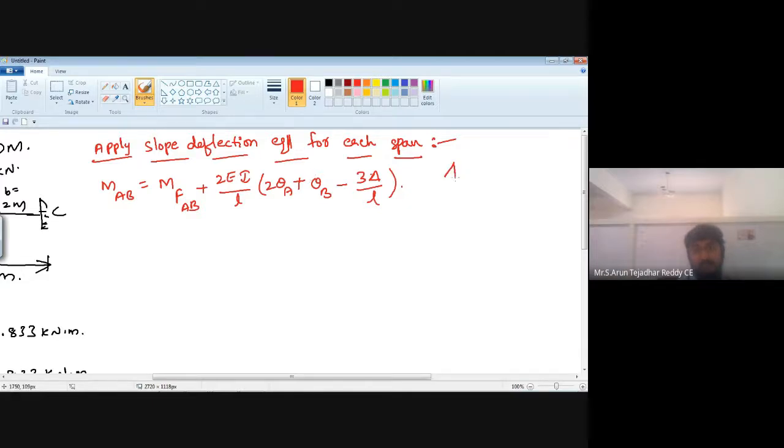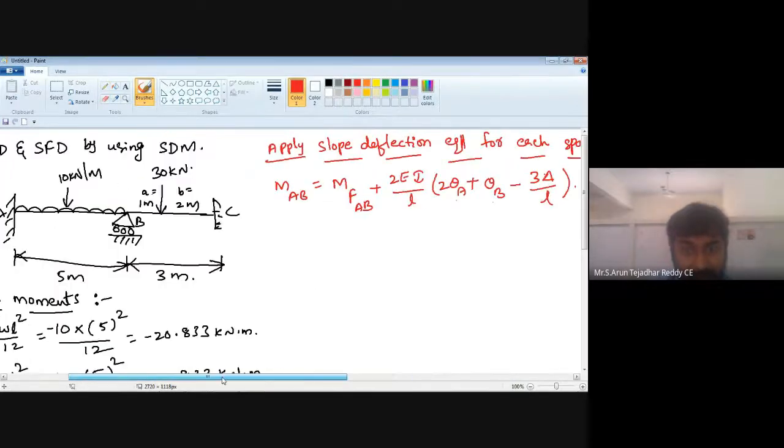First of all, in this problem they did not ask for the delta value, so we can put it as 0. So delta is 0. Now what about theta A and theta B? It means the slope at A and the slope at B. We have a condition for slope: if your end support is fixed support, then the slope is 0.